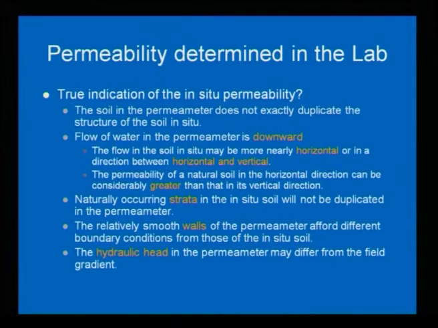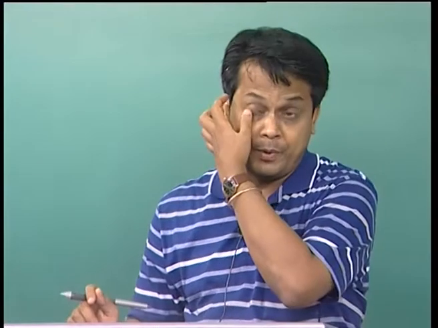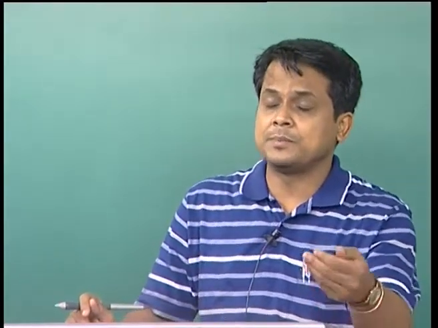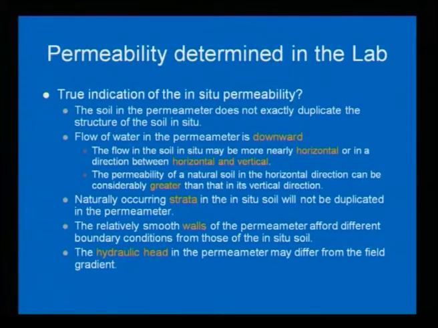The soil in the permeameter does not exactly duplicate the structure of soil in situ. If somebody asks what you mean by permeability, as far as geotechnical engineering is concerned, I will say flow of water in soil. That is the meaning: how much water passes through a soil is what the term permeability says. The flow of water in the permeameter is downward, while the flow in the soil in situ differs. Look at the differentiation: how far the permeability in the lab differs from your in situ permeability.